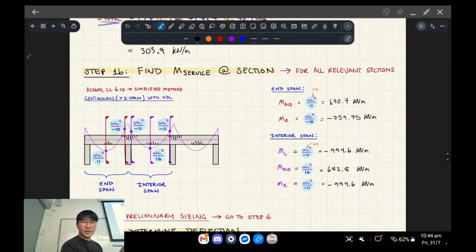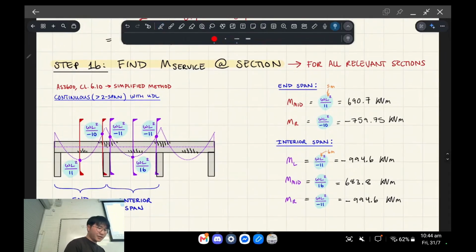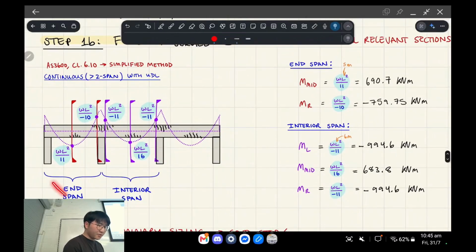All right, finding the moment at the section. This is the simplified method. I've redrawn it to be nicer so you can visualize what it says in the standards. The idea is you can approximate the bending moments based on these formulas. For the end span, the bending moment in the middle is a positive value, so you have sagging, and it's equal to WL squared on 11, where L is the span of just the end span.